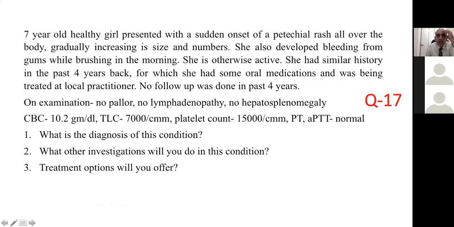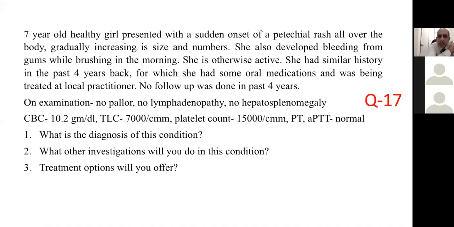A 7-year-old girl presents with a sudden onset of petechial rash all over the body, gradually increasing in size and number. She also develops bleeding from the gums while brushing in the morning. She is otherwise active. She had a similar history 4 years back, for which she had some oral medication. No follow-up in the past 4 years. No organomegaly, no lymph node enlargement. Isolated thrombocytopenia. So you're right, it is ITP, with PT and APTT normal.